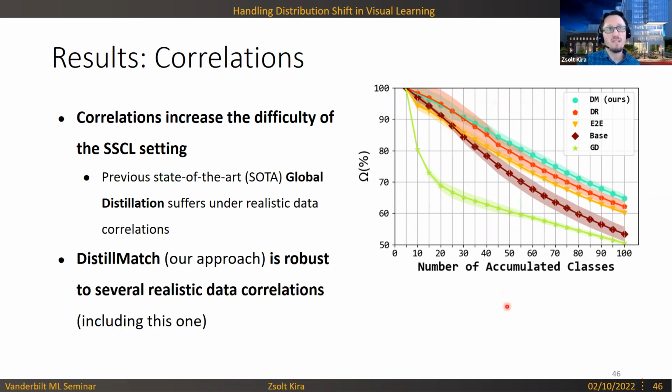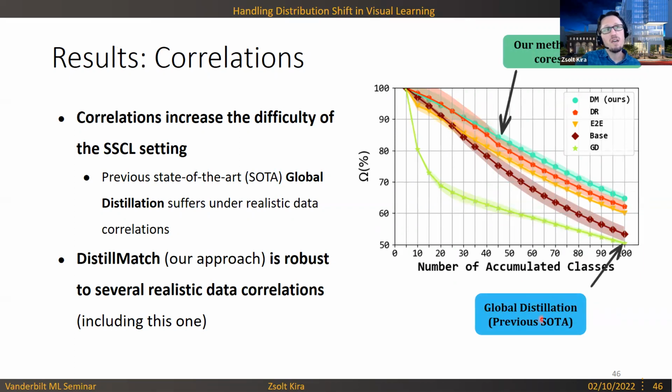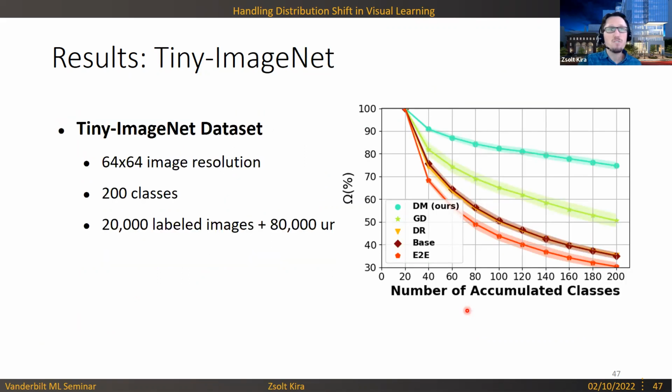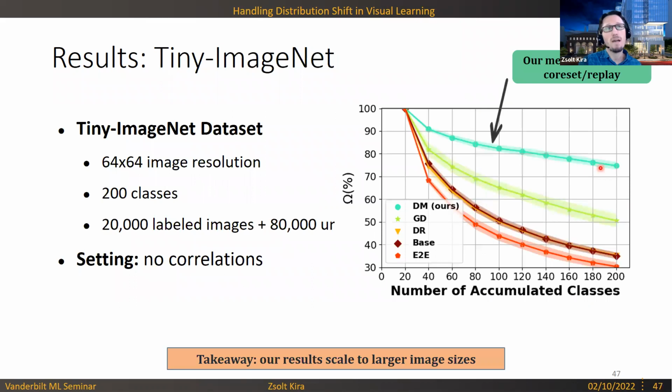On the other hand, there's a downside. We do use some replay here just because it's so difficult, and that's an area of future work. But again, the key is that our method does well across these different distributions, correlated or uncorrelated, compared to prior methods, which only do well under uncorrelated distributions, and we still do better than them. Global distillation, again, is a prior semi-supervised continual learning method that uses web data for the unlabeled data sets. We can also show that this method scales to larger data sets like tiny ImageNet and so on, where again we do really well with a tiny amount of core set. And again, we really want to get rid of that core set.